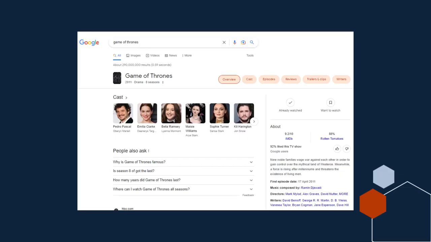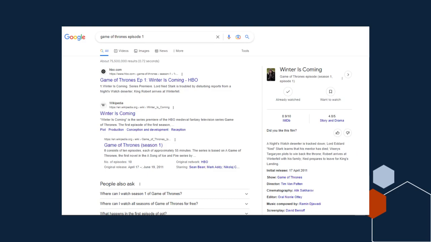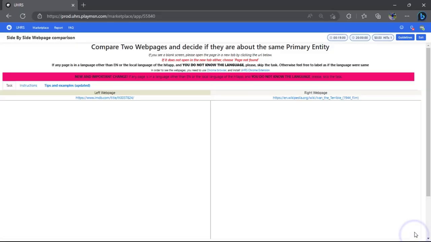If one webpage is about a show in general, for example Game of Thrones, and the other webpage is about a season of Game of Thrones, or a certain episode of Game of Thrones, this should be judged as different.